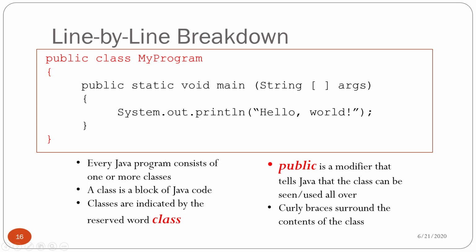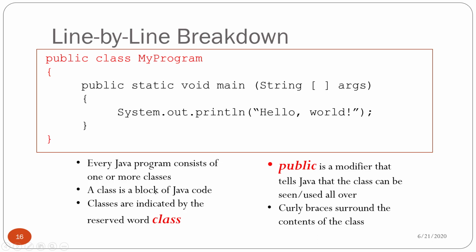So when you say that this class is public, that means you are very lenient, generous. You don't want to impose any restriction on the class that you are creating. So the class, my program, is public. I don't want to impose any restriction on this. Anyone who wants to access my program or class can access it. Now the curly braces surround the contents of the class. These two.